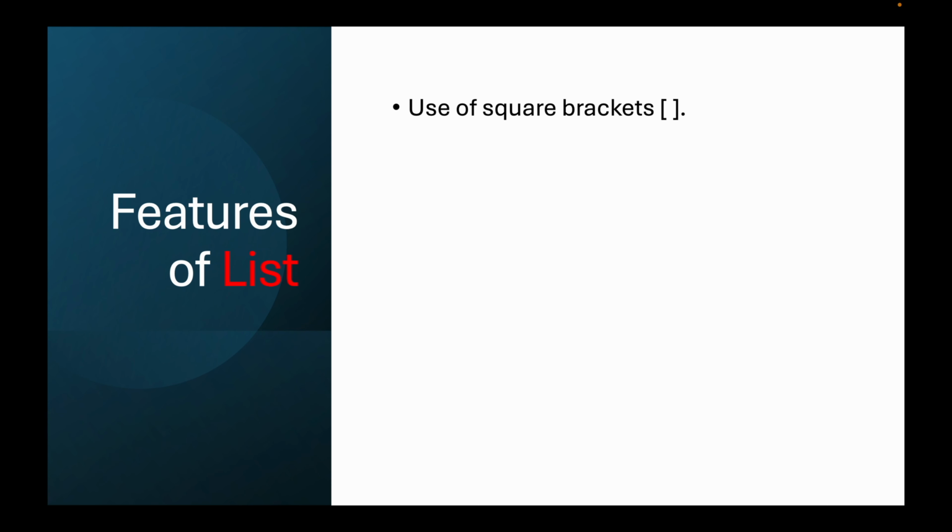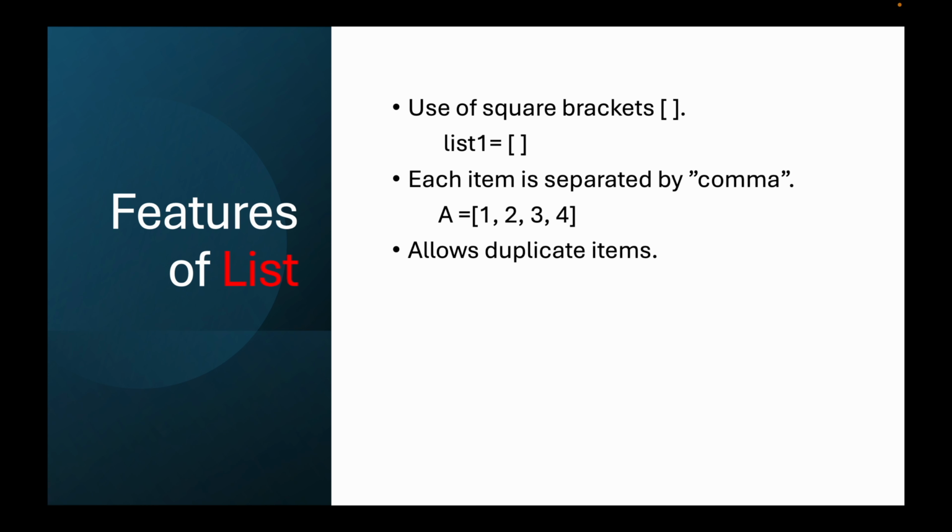There are different features of list. One of them is we use a square bracket to make list. So here list 1 is an empty list, and in the list each item is separated by comma, and we also can store duplicate items in the list. That is, we have repeated items of 2 and 4 in list B.